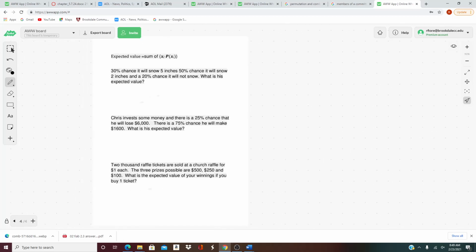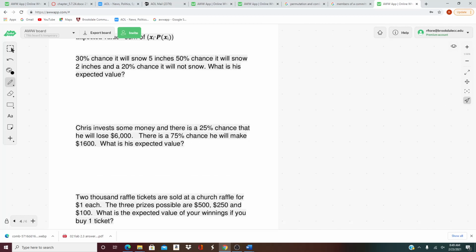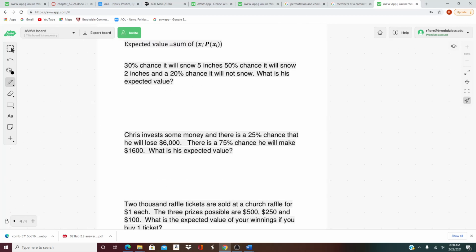Let's talk about expected value. Expected value is used to predict what we think is going to happen based on some percentages that we know. To calculate the expected value, we have to take the amount that we're looking at happening times the probability of it happening, and then we have to add them all together. That's what the sum means.